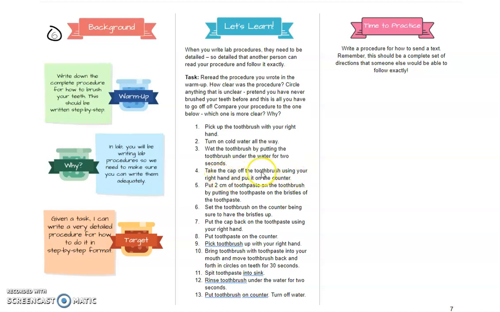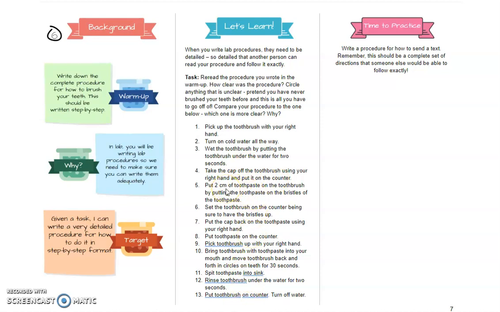I'm sorry, off the toothpaste. That's my fault. Take the cap off the toothpaste using your right hand and put it on the counter. So talking about what to do in the meantime, I could have written another step here that even said, set the toothbrush on the counter and then pick up the toothpaste, take the cap off of it using your right hand, put it on the counter. I was trying to save some space here because this could get really long.